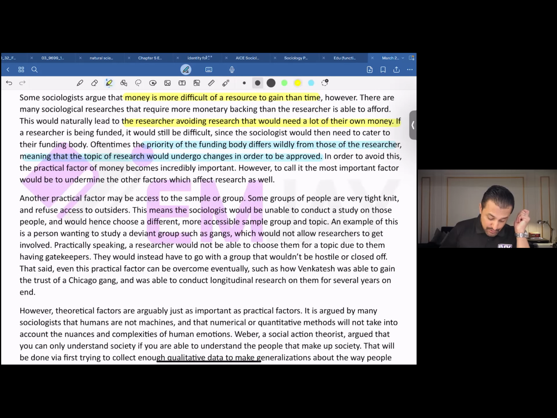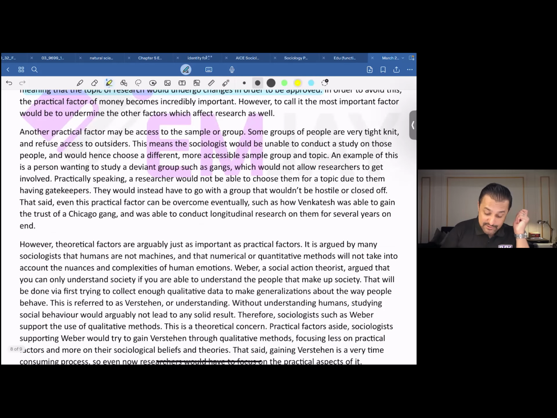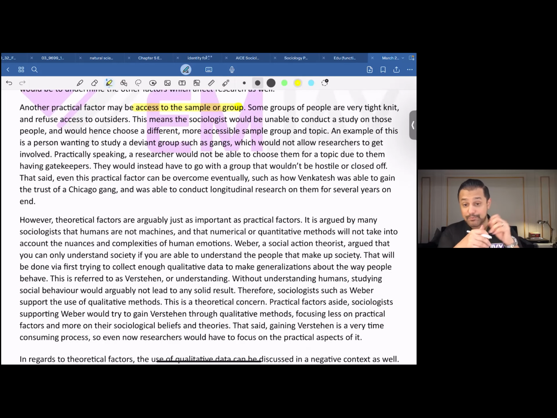Moving on to the third point, another practical factor may be access to the sample or group. You having access to the sample or the group that you want to conduct a research on. Let's just say I want to conduct a research on someone, and I know that having access to that group to be able to collect data is not a very easy job, which again is a practical factor. So this means that sociologists would be unable to conduct a study on those people and would hence choose a different, more accessible sample group and topics.